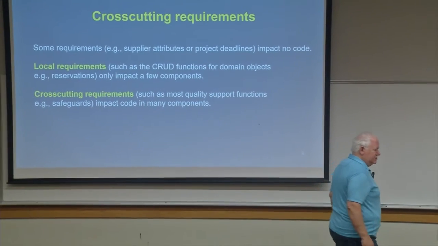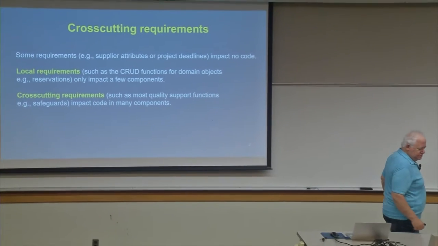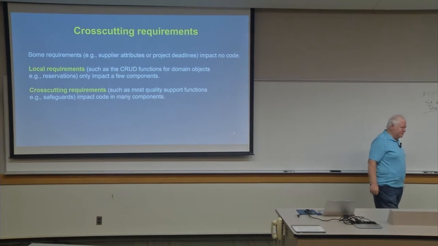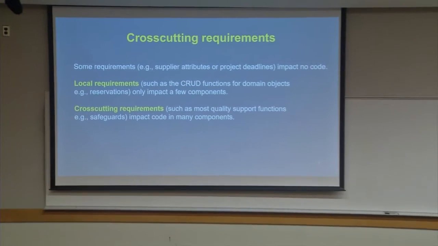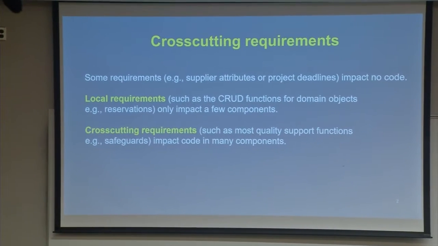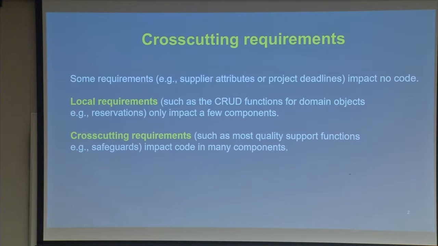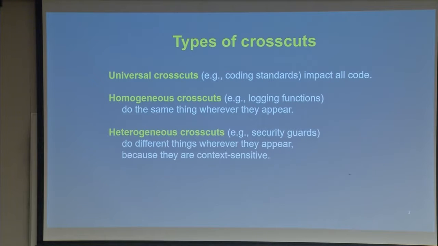This is what I mentioned in the previous session, this whole notion of cross-cutting. So you've got some requirements that don't impact any lines of code at all. You've got some requirements that impact only a few components, and you've got some requirements that impact an enormous number of components. There are various kinds of crosscuts. They're universal crosscuts. So if you've got coding standards, right, it's theoretically going to impact every line of code, which could be in the millions.